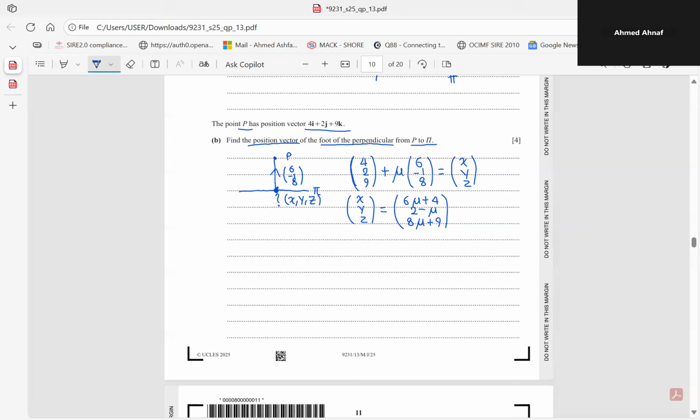And just to be safe, we're going to write it in ijk format as well. So minus 2i plus 3j plus k. So this is our final answer for this part. Let's head on to the last part.